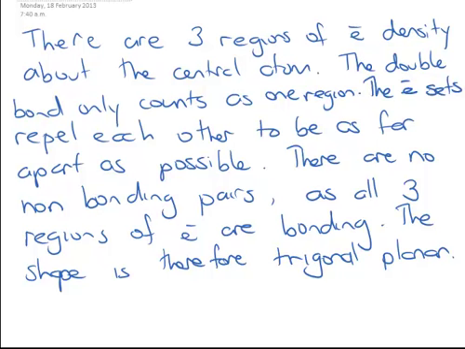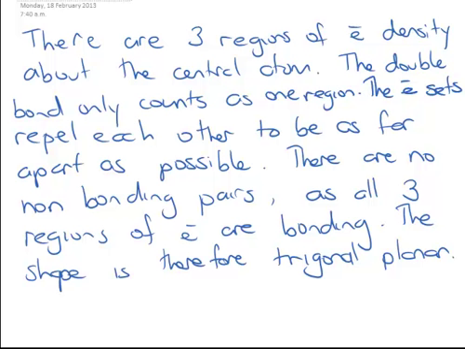Okay, I've just changed it a little bit for clarity. The electron sets repel each other to be as far apart as possible. There are no non-bonding pairs as all 3 regions of electrons are bonding. The shape is therefore trigonal planar. So I haven't stated what the shape is based on because there's no non-bonding pairs. The shape will be the shape, which of course is trigonal planar. So that's, in some respects, a simpler explanation.